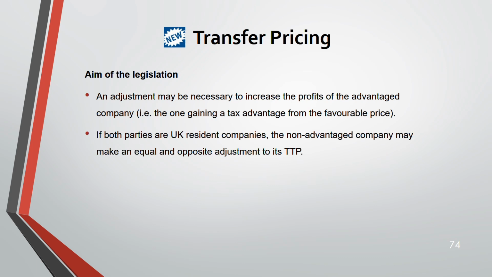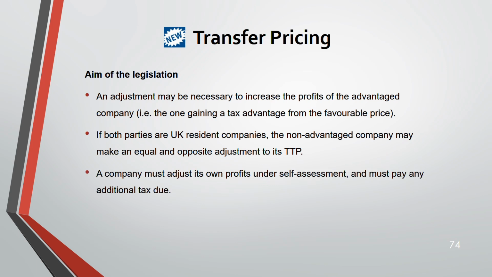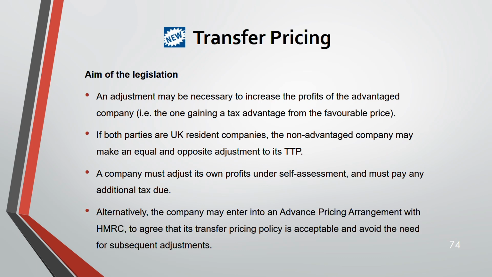If both parties are UK resident companies, what happens? The non-advantaged company may make an equal and opposite adjustment to its taxable total profits. A company must adjust its own profit under self-assessment and must pay any additional tax due. Otherwise, you have to pay a penalty for it. Alternatively, the company may enter into an advance pricing arrangement with HMRC to agree that its transfer pricing policy is acceptable and avoid the need for subsequent adjustments.